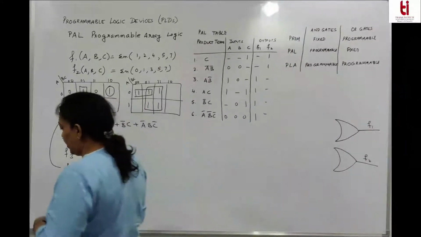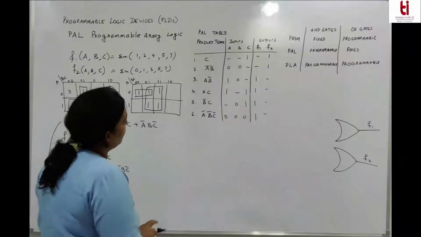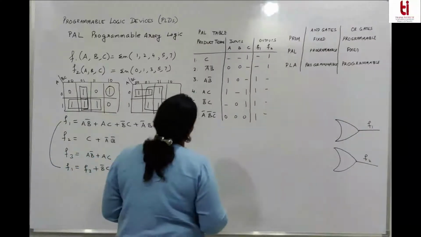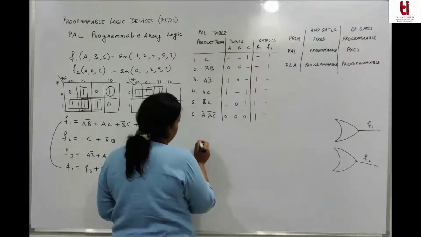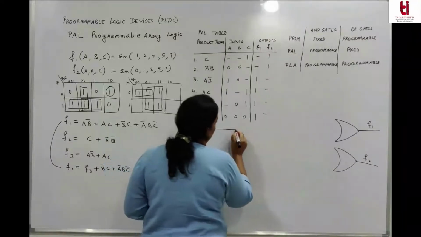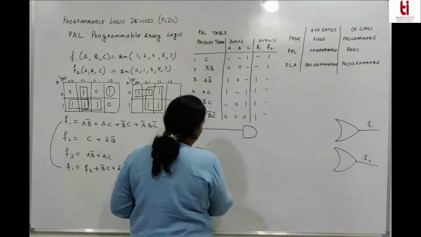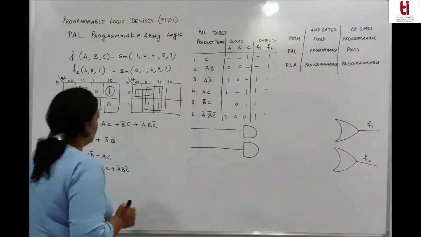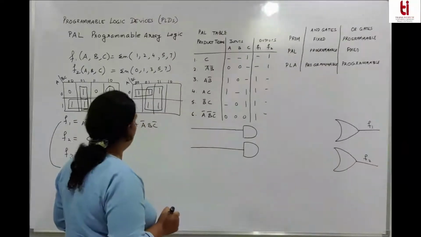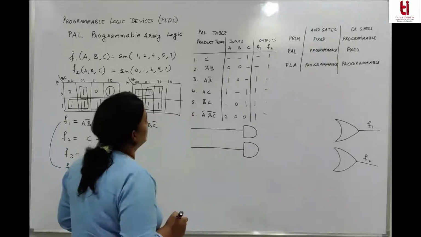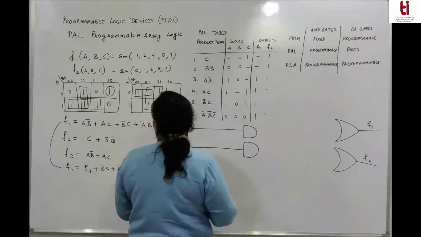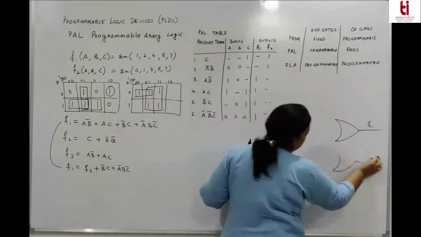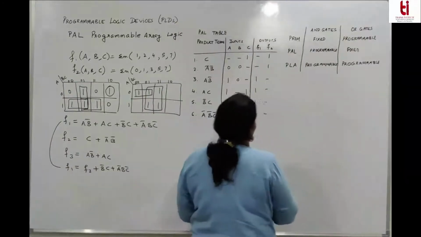So this is the PAL table, you have to make it. Then is its implementation. So how do you do the implementation of this? So what you have is, you have programmable AND. How do I draw it? It will take more space. Let me draw it.